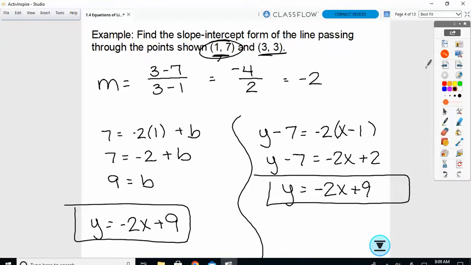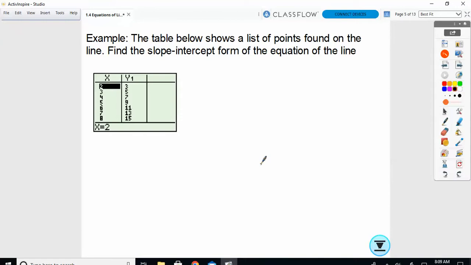Alright, what if I gave you a table? This is from your graphing calculator. So I have a bunch of points that are on a line and I want the equation of the line. Pick 2, doesn't matter which 2. The slope is the same no matter which 2 points you pick. So no matter which 2 points I pick for writing my equation, I get the same thing. So I'll just use the first 2 points. We have (2, 3) and (3, 5).